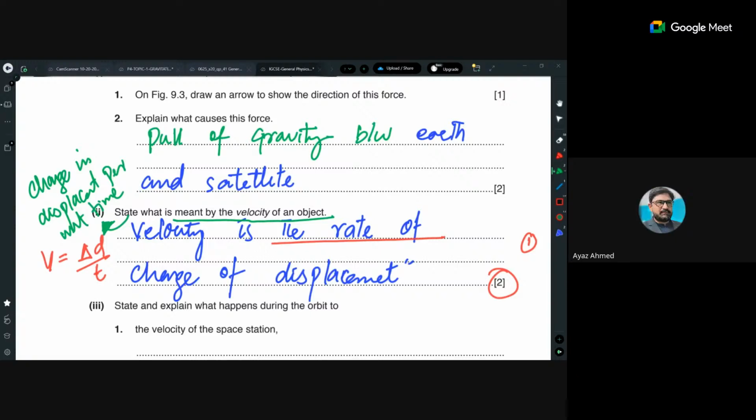You have written change in distance, is it? Yeah, the distance traveled. Distance is not representing any vector nature. If you had written change in displacement per unit time instead, you would score complete 2 marks. So, got it.